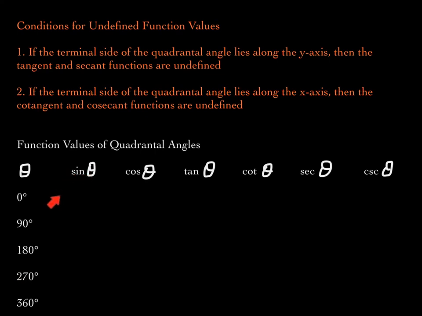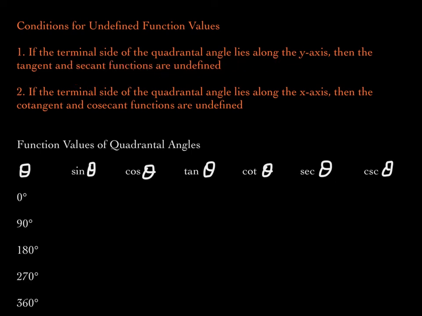So for the first row, it'll be sine of 0 degrees, cosine of 0 degrees, tangent of 0 degrees, and so forth. Okay. Now we just figured out all 6 trig function values for 90 degrees. We just did that in an earlier example. We also know that the function values for tangent and secant will be undefined if the terminal side lies on the y-axis.